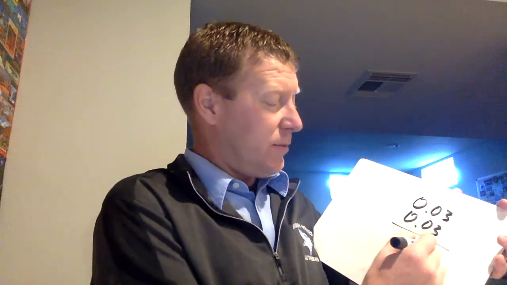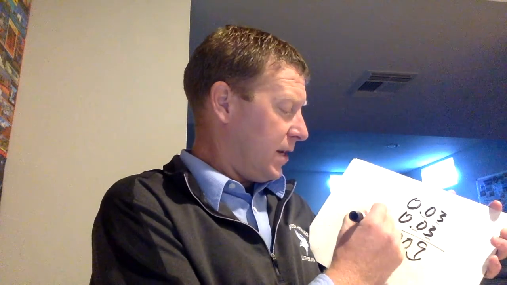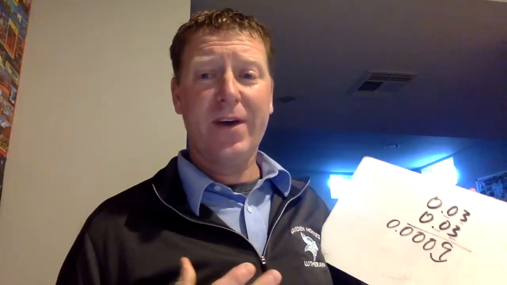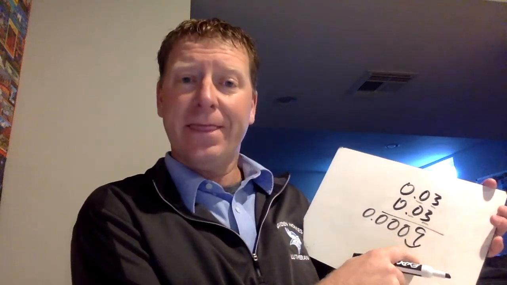Because 3 times 3 is 9, but now I got to count 1, 2, 3, 4 decimal places. So just don't go too fast that you get your decimal points wrong. That is tenths, hundredths, thousandths, 10,000ths. 9 10,000ths is my answer.